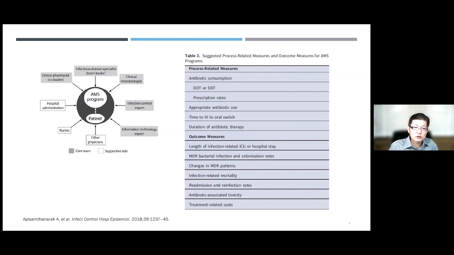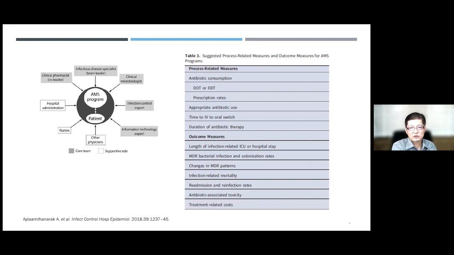In addition to the core team, you should have the supportive team that most of the time should consist of the hospital administrator, nurses, and other physicians involved in the team, particularly the surgeon and the physician involved in some agenda of the AMS team that target your institution.